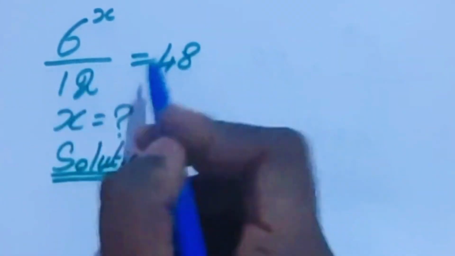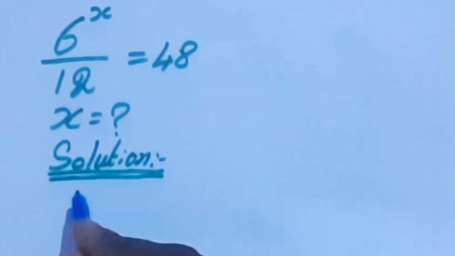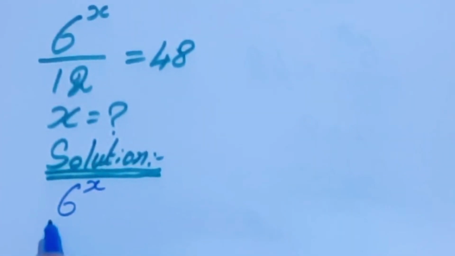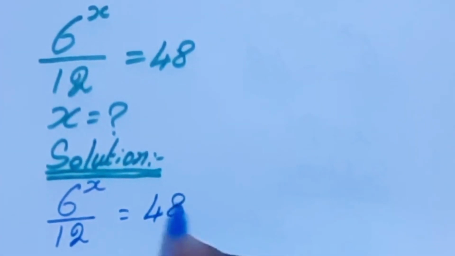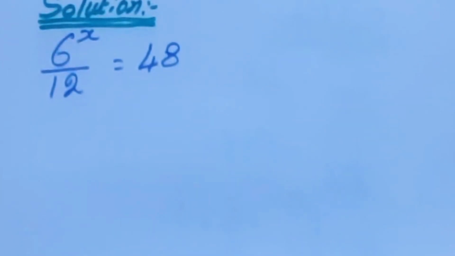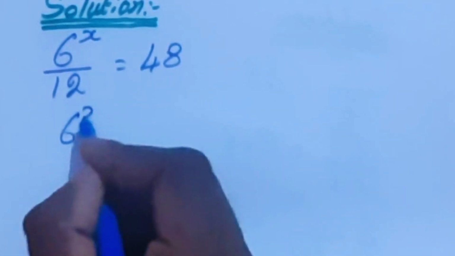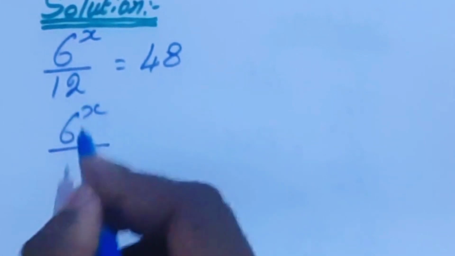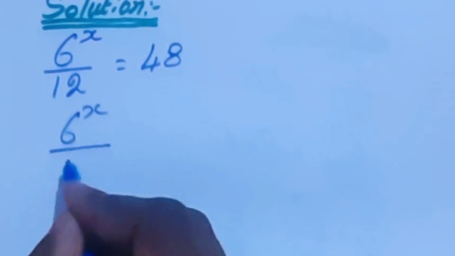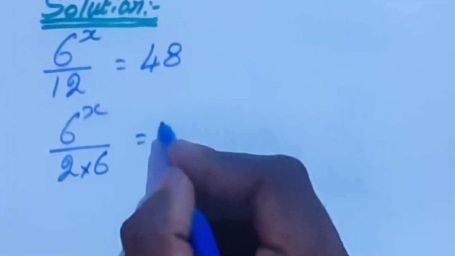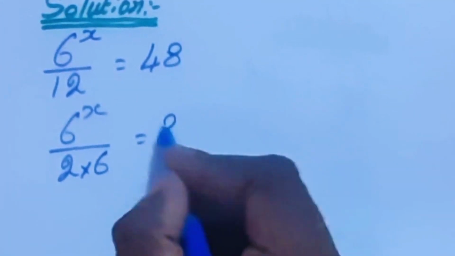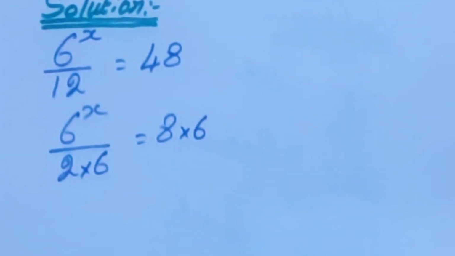Today we are going to solve this problem to find the x value. Solution: 6 power x by 12 equal to 48. Now 6 power x by this 12 can be written as 2 times 6, and this 48 can be written as 8 times 6.